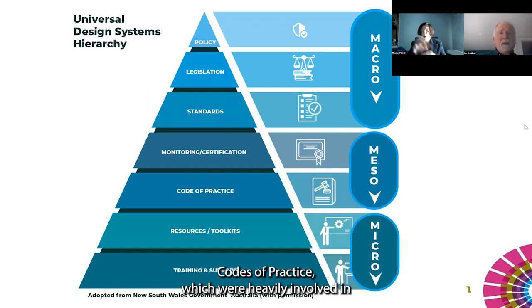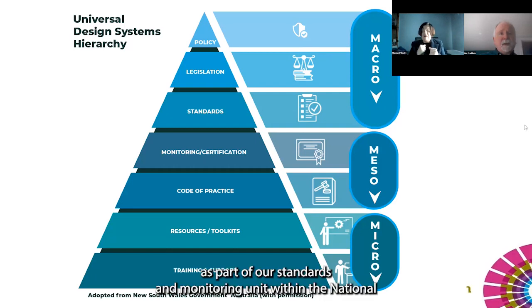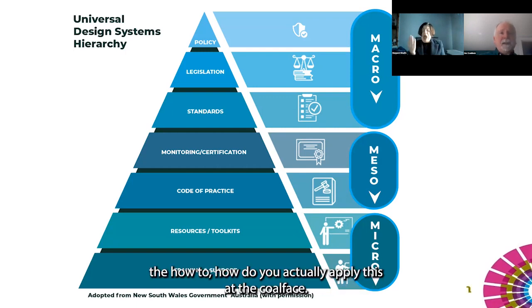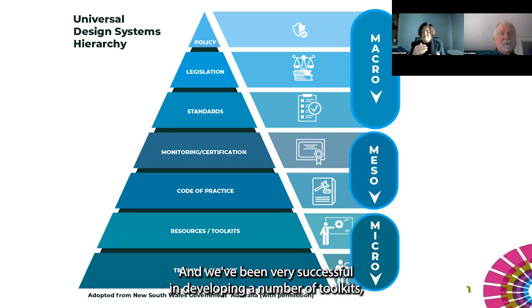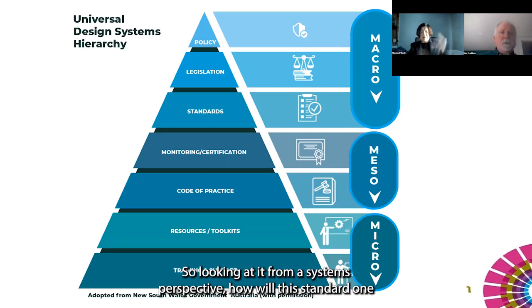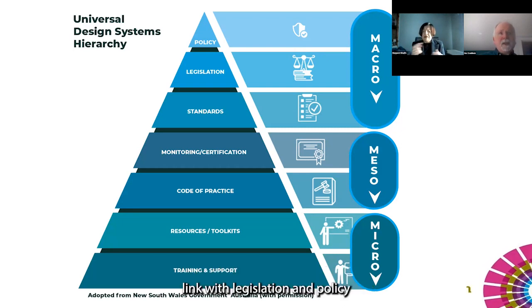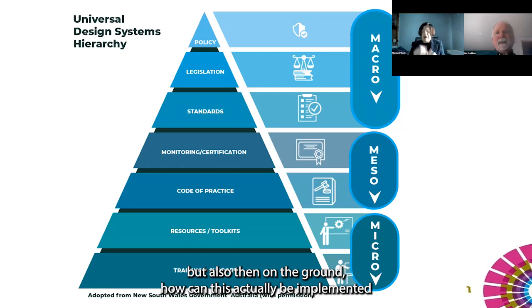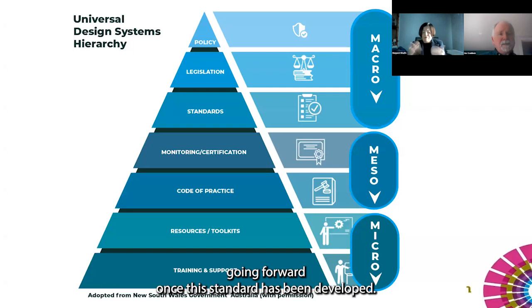Codes of practice, which we're heavily involved in developing as part of our remit, as part of our standards and monitoring unit within the National Disability Authority, but also then the resources and toolkits, the how do you actually apply this at the coal face? And we've been very successful in developing a number of toolkits, be it in the ICT, but also looking at the whole area of communications over the last number of years. And finally, then the whole area of training, support, awareness raising, being very much part of that. So looking at from a systems perspective, how will this standard, one, link with legislation and policy, but also then on the ground, how can this actually be implemented going forward once this standard has been developed?